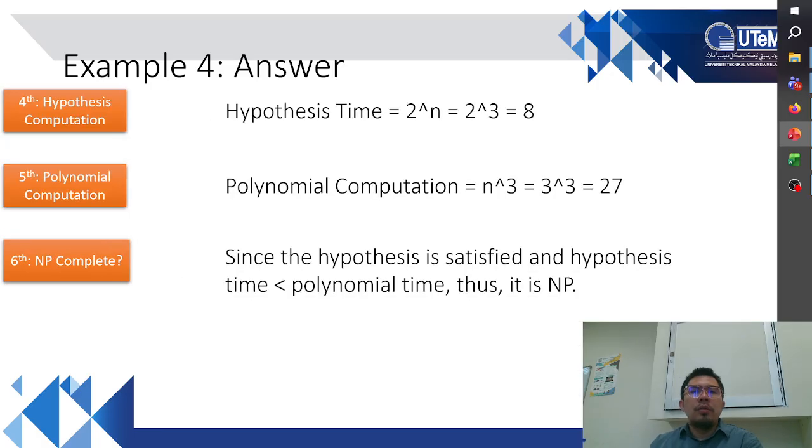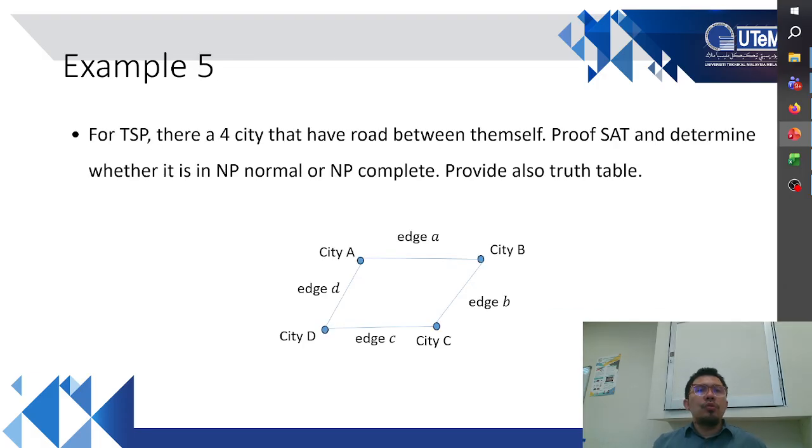Okay, so we calculate the hypothesis time, 2 power of 3 equal to 8, and polynomial time, 3 power of 3 equal to 27. Again, it can be considered as an NP problem. Why? Because the hypothesis is satisfied and the hypothesis time is less than the polynomial time. Okay, so we make the problem a little bit more difficult by adding a new city. Previously we just had 3 cities, right? Now 4 cities. So in this example we need to determine whether this is an NP problem, normal, or maybe NP-complete.